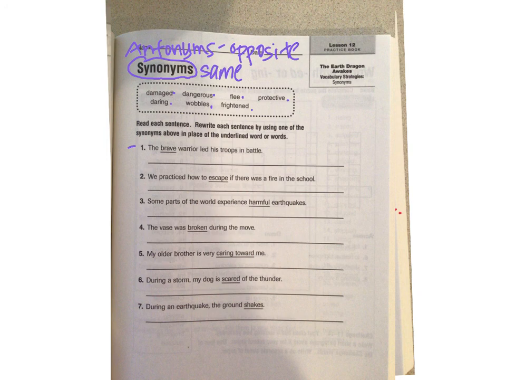Okay, did anyone pick daring? Whatever word you pick, you should be able to put the word you pick in the sentence and it will still sound right. So does it sound right if I say the daring warrior led his troops in battle? It sounds good, doesn't it? So then I would write daring on the line. Okay, so you're going to find words that mean the same, synonyms. And you don't need to write the whole sentence, you can just do the word. All right, good luck. I will meet you on page 136.